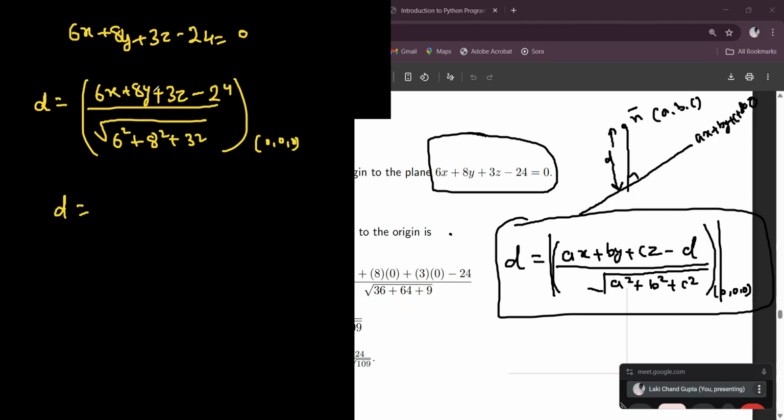When you put 0 0 0, you will get minus 24 over 36 + 64 + 9, which is 109. This is 3 square actually. 109, right? But distance is never negative, so you can put modulus.